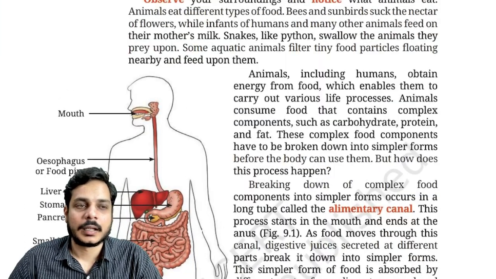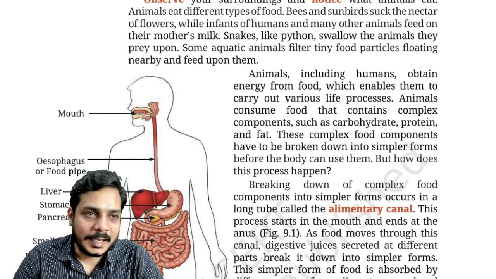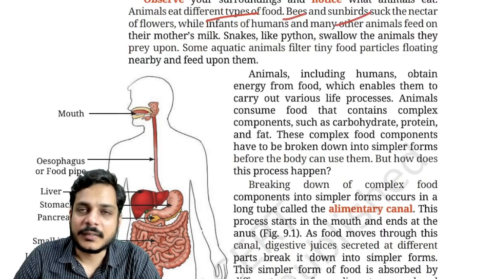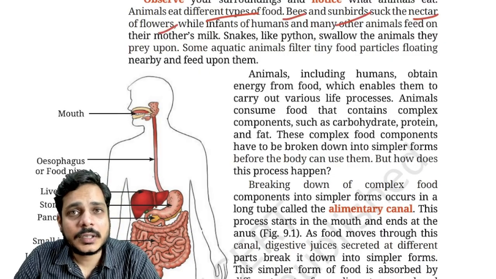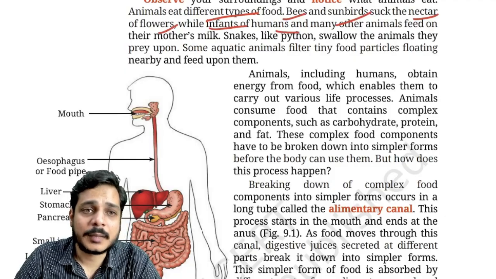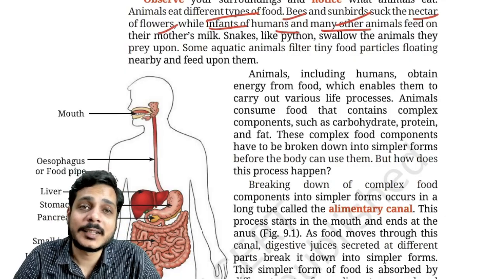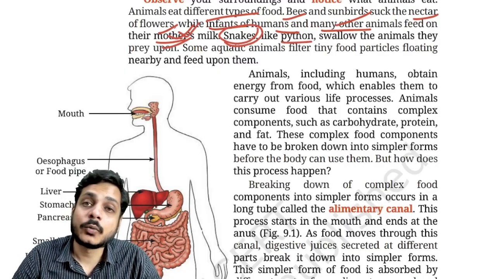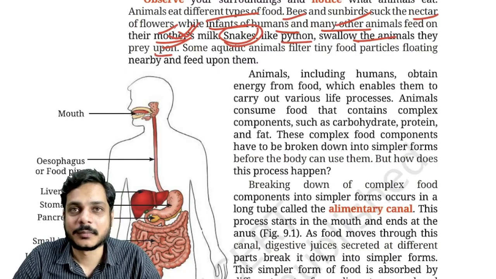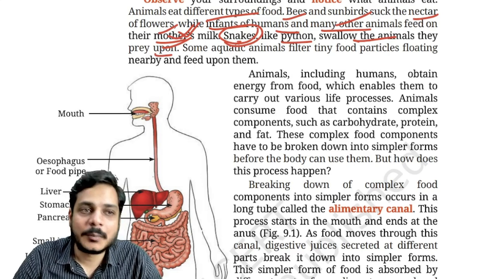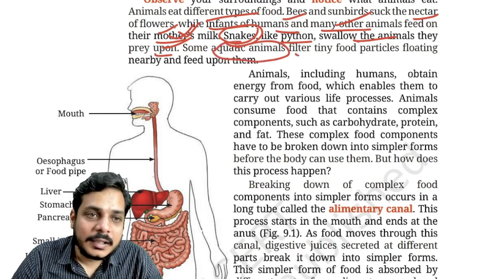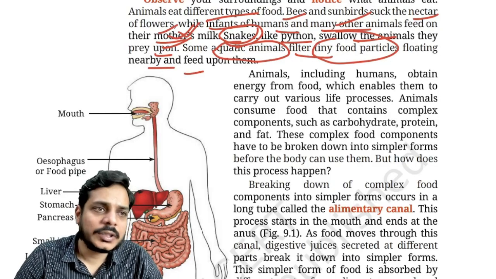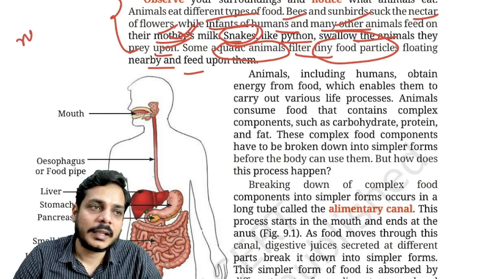So, first of all, observe your surroundings and notice what the animals eat. You will see that animals eat different types of foods. Bees and sunbirds suck the nectar of the flowers, while infants of humans and many other animals feed on the milk produced by their mother, that is the mother's milk. What about snakes like python? They swallow the whole animals that they prey upon. What about aquatic animals, the ones that dwell in water? They filter tiny food particles floating nearby and feed upon them. This is to say that all living organisms require nutrition.